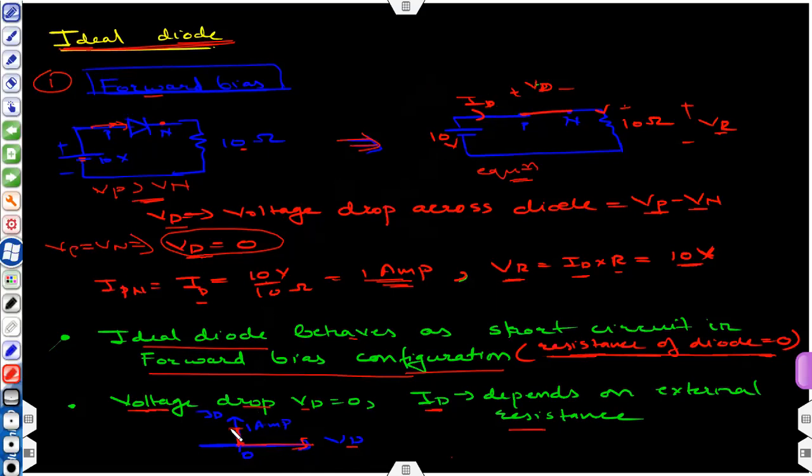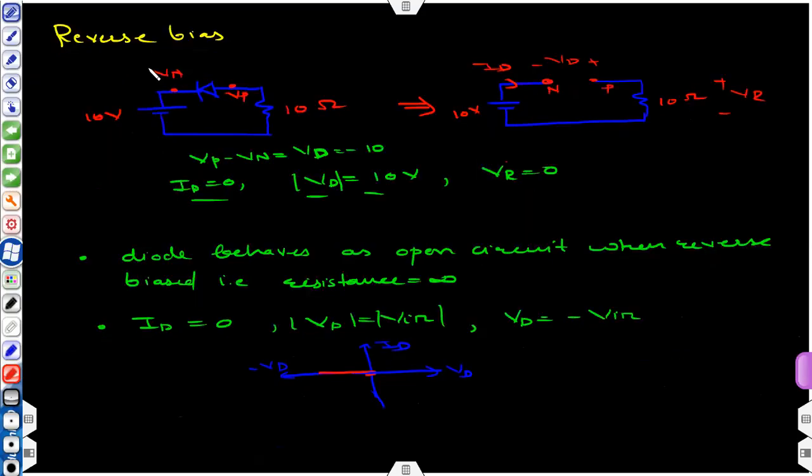The current is 1 ampere. So this current depends on the external circuit. So this is how you can represent the IV characteristics of your diode in forward bias region. So this is the graphical representation. Okay, just by reversing the connection.